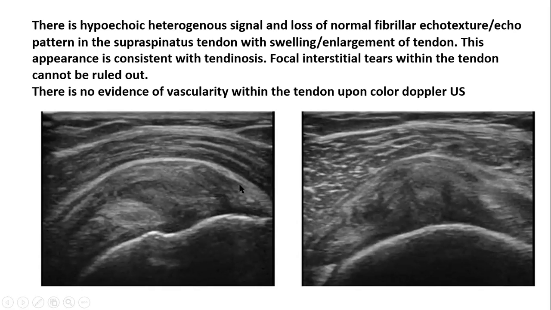So that's why we said it's hypoechoic, and it's not evenly hypoechoic. So heterogeneous signal, and it's not normal looking fibrillar echotexture. It's swollen, and it has lost its normal fibrillar echotexture, and you see the focal swelling, and you may or may not see vascularity.